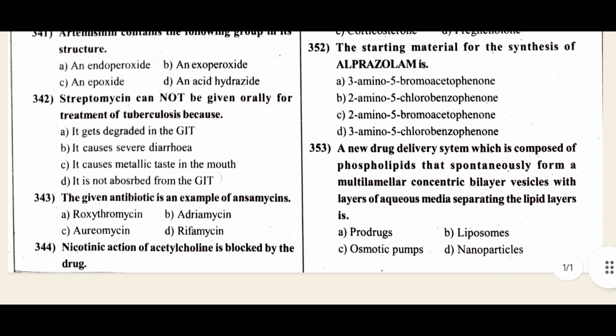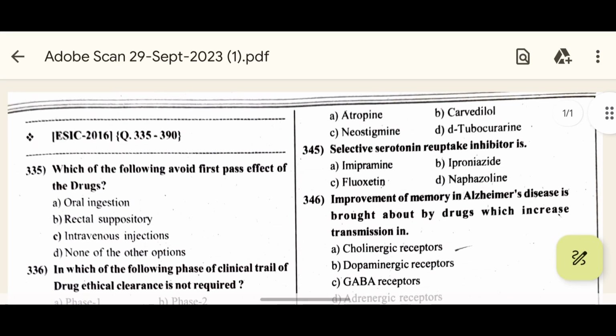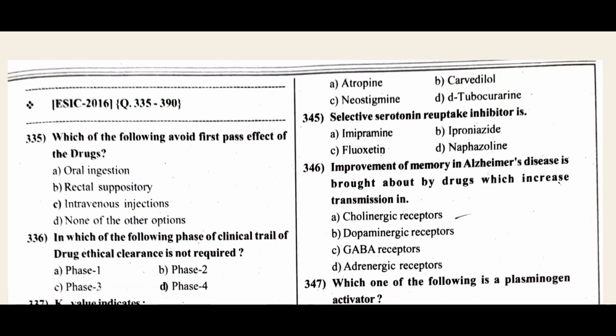Nicotinic action of acetylcholine is blocked by the drug. Option A atropine, option B carvedilol, option C neostigmine, option D D-tubocurarine. The correct answer is option D, D-tubocurarine.